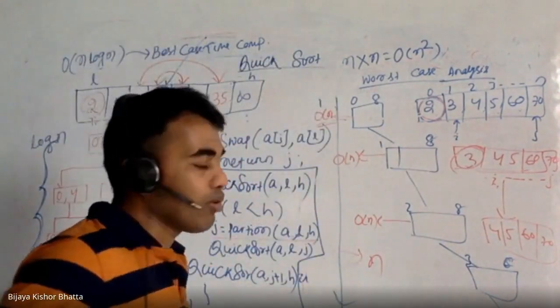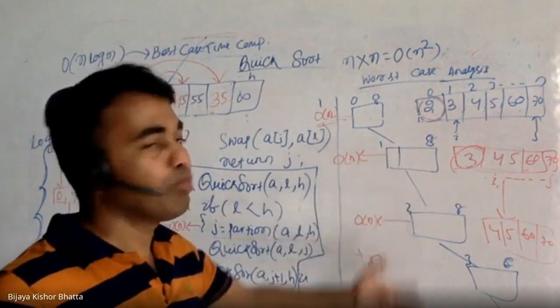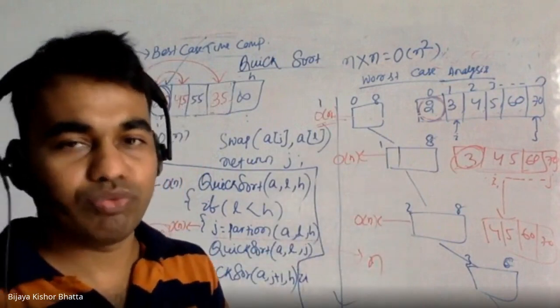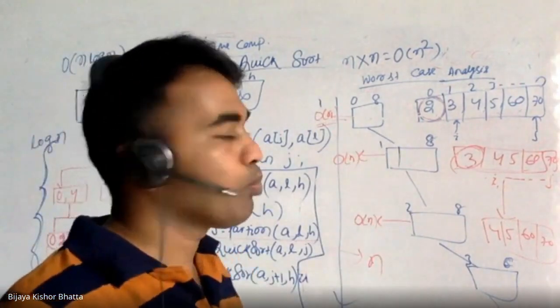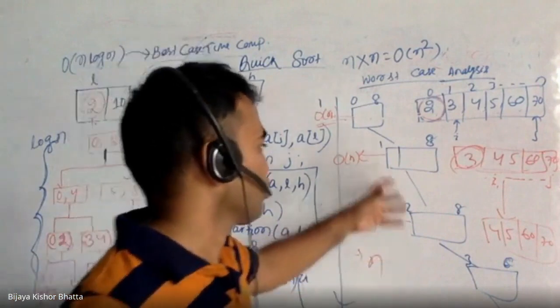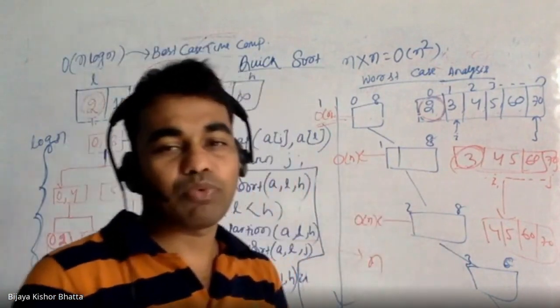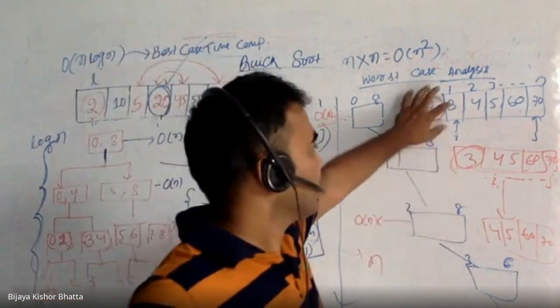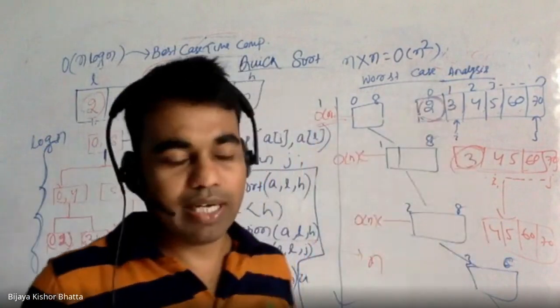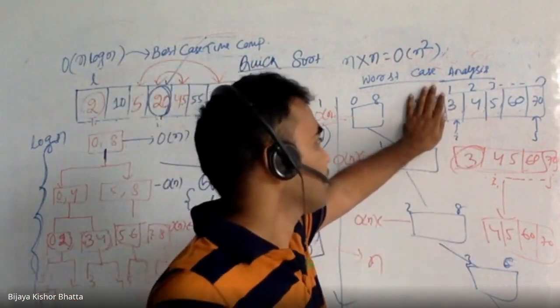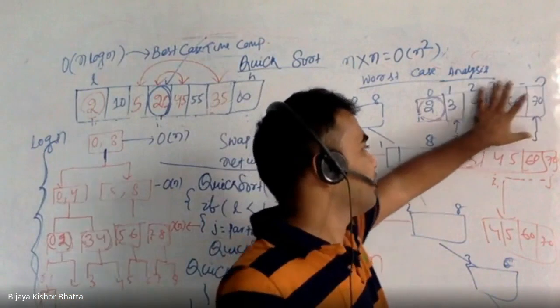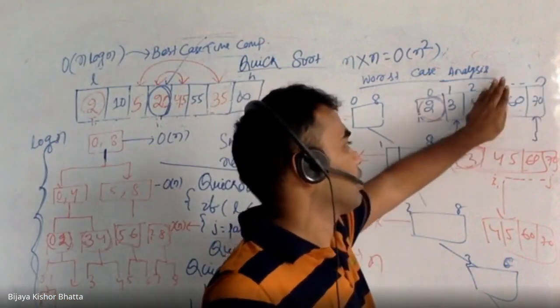Okay. Now somebody can ask, can I improve this? How can I improve this particular worst case? Sometimes the choice of the pivot can be changed, right? Since you are choosing the first element as the pivot, you are comparing with every element and finding the conclusion.